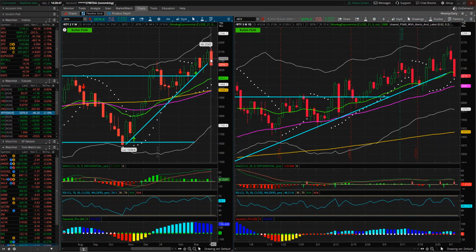I did not get any significant candles. This is a bearish engulfing this week. Okay, so bearish engulfing pattern, no bueno. Okay, may not be the best time to be in RTY here as well.